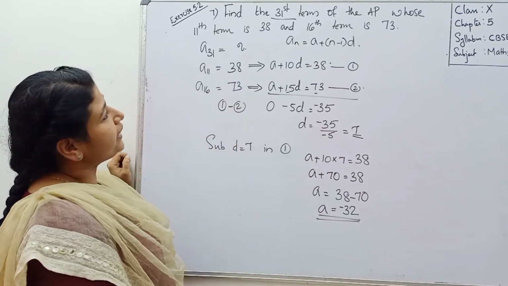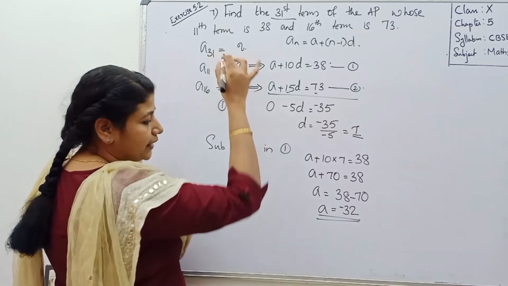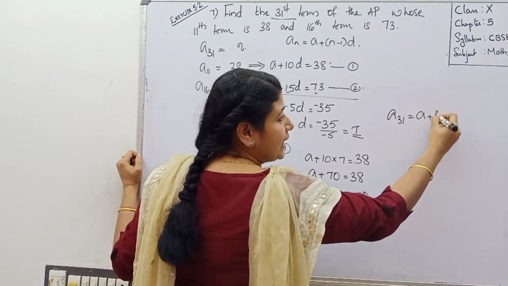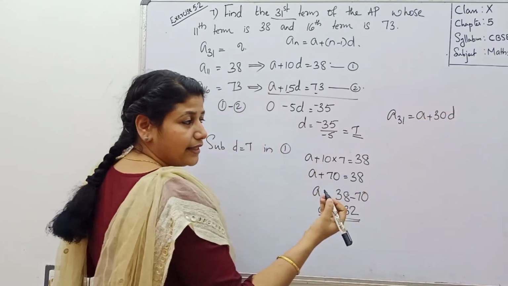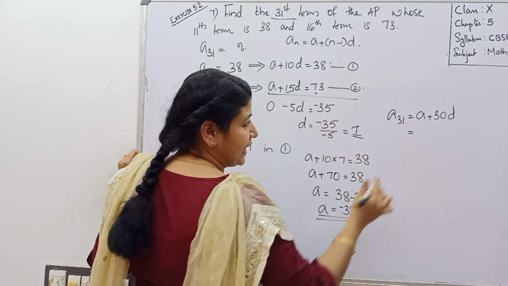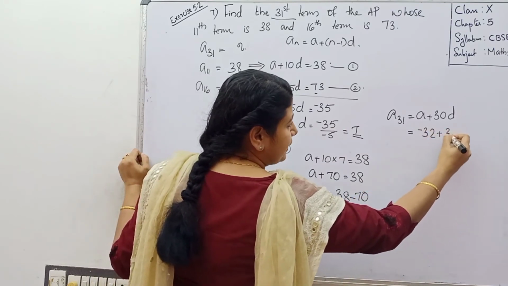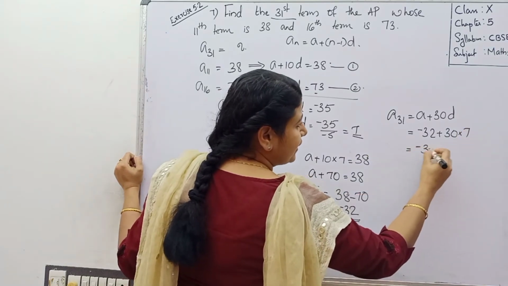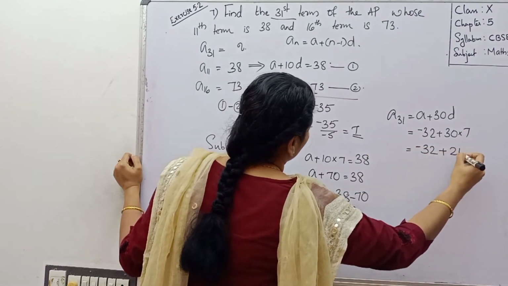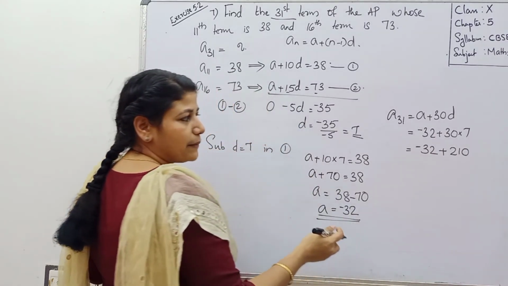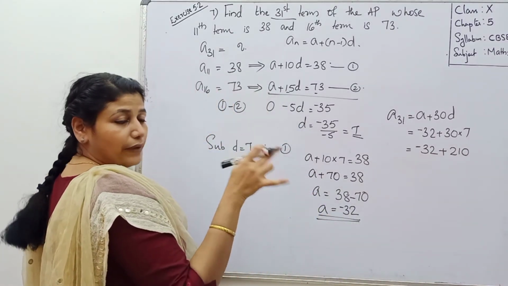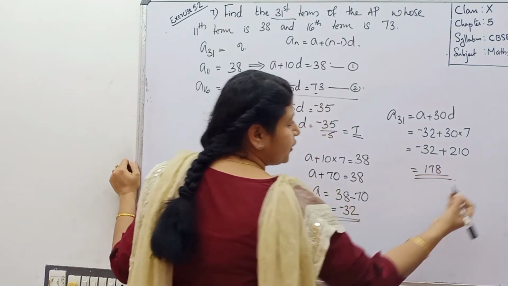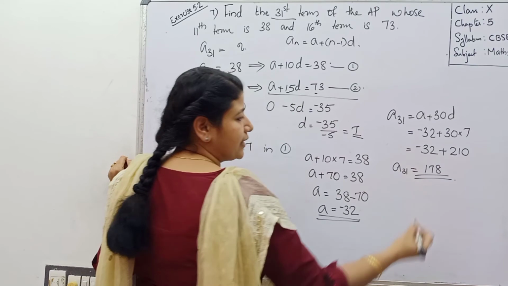Now we have to find out the 31st term. What is the 31st term? A31 is a plus 30d, isn't it? So substitute the values. A is negative 32 plus 30 into common difference 7. So we can write negative 32 plus 210. Now you have to add negative 32 and 210, you will get 178. So your 31st term is 178.